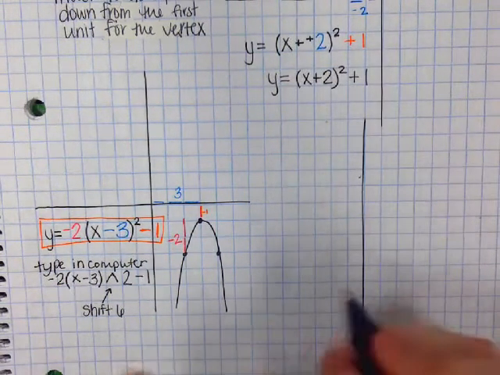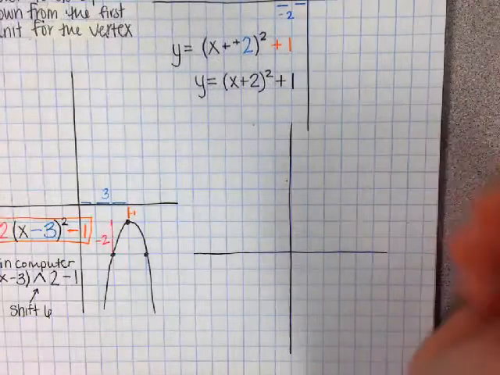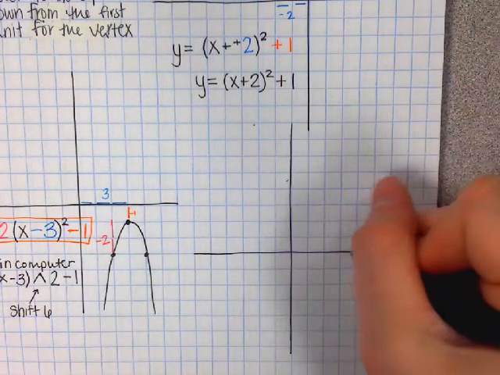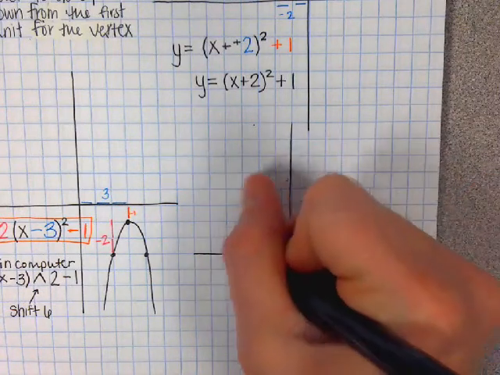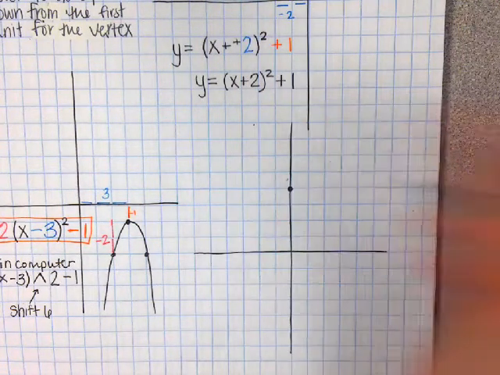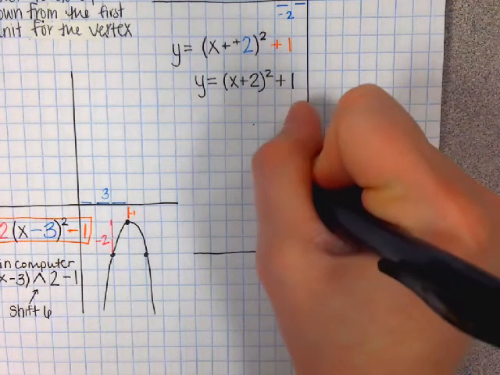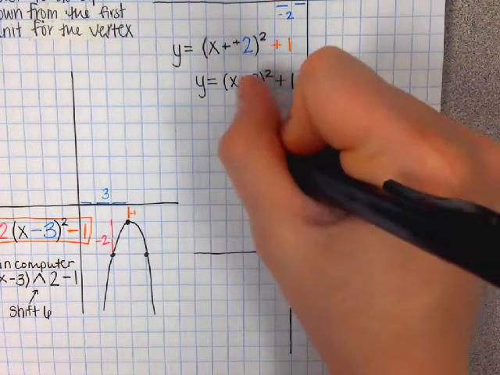Okay, let's do another one. This is going to be our last one. Okay, if I just move it, let's go left. No, let's just go up. 1, 2, 3, 4. Let's go over 1.